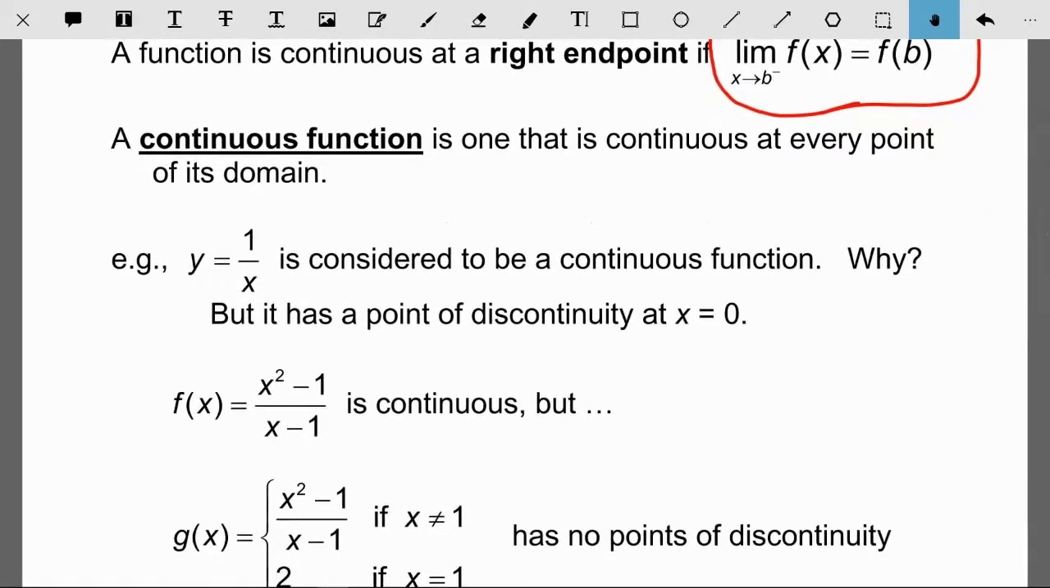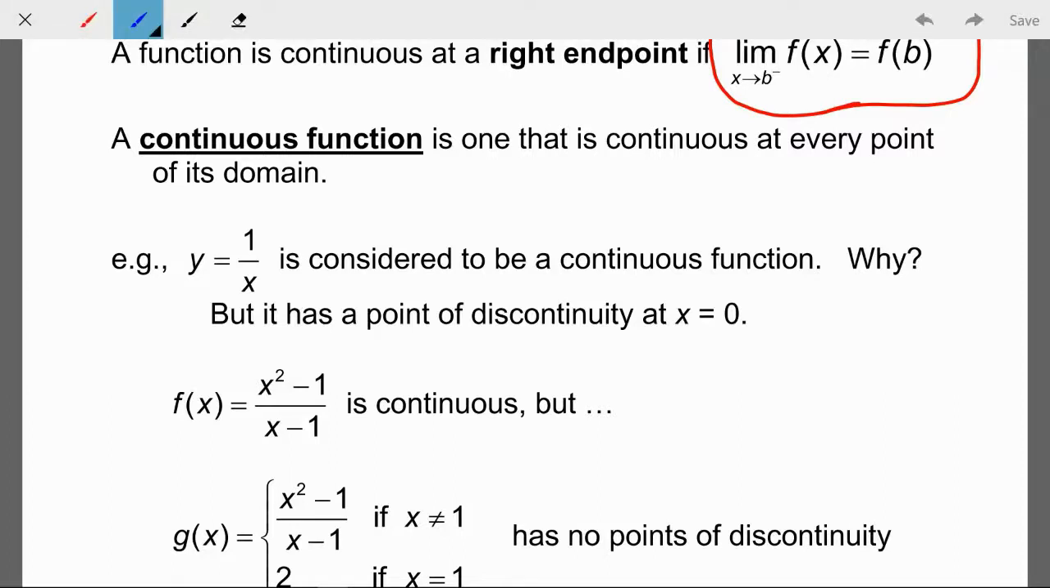Okay, now here's where this gets a little bit tricky with the phrasing of your statements. It says a continuous function is one that is continuous at every point of its domain. And the key to this phrase is this part right here where it says every point of its domain. So we can define the domain of a function to be whatever we want it to be.